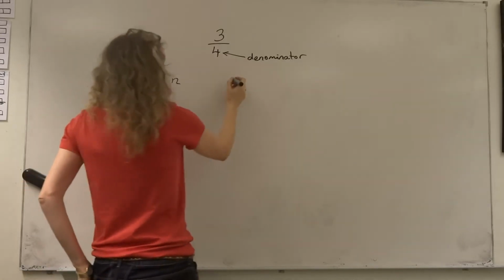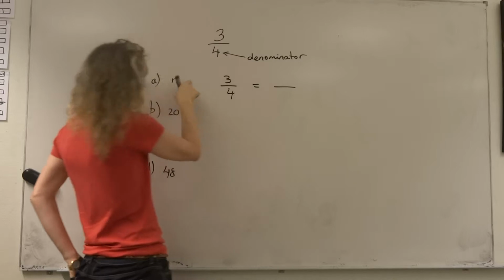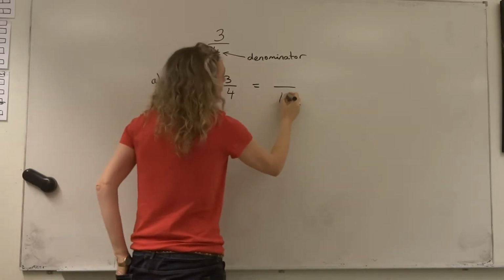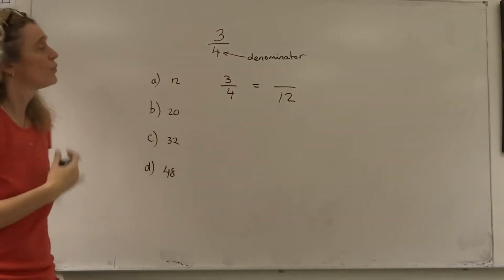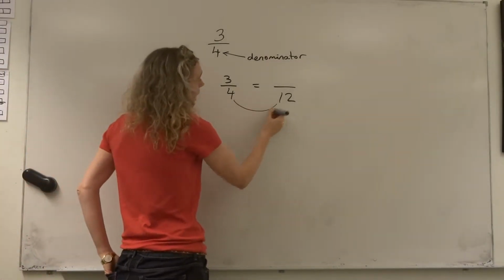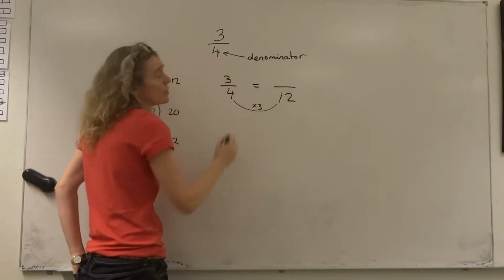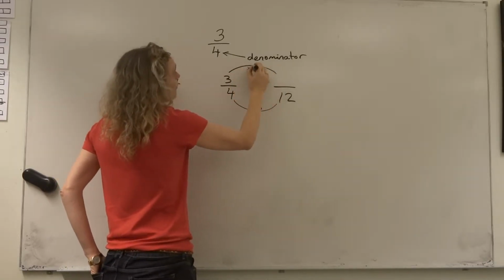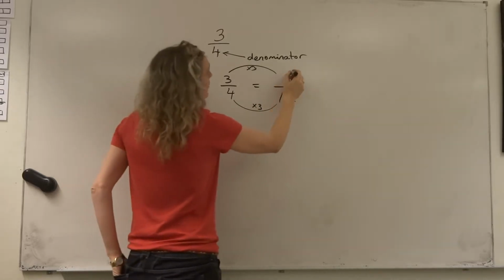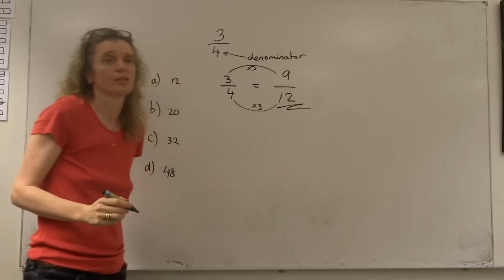We need to take 3/4 and turn it into the equivalent fraction where the denominator is now 12. So if we set it up like this, it's quite easy to do, because we think, what have we multiplied by to go from 4 to 12? By 3. So we have to do exactly the same thing with the top, multiply by 3. So we get that 3/4 is equivalent to the fraction 9/12.